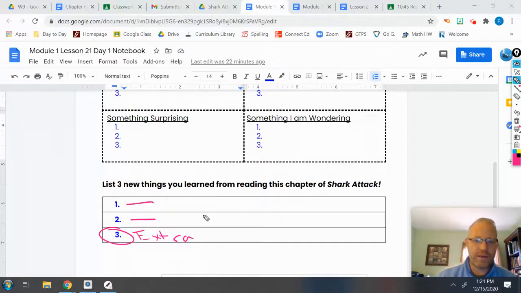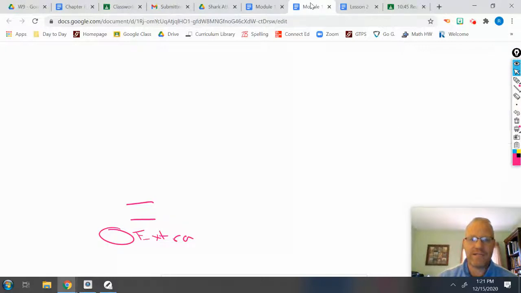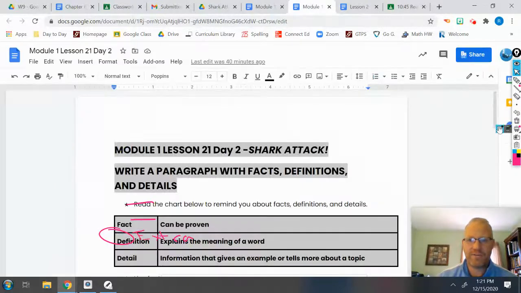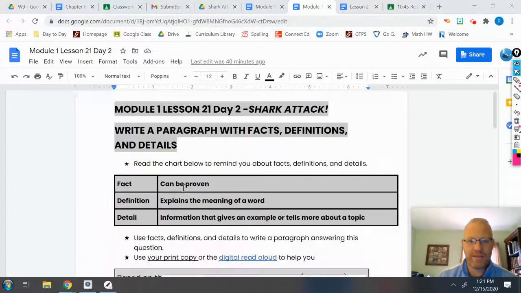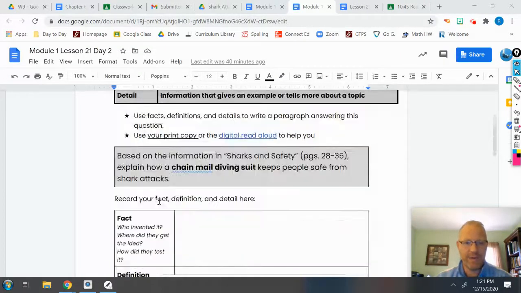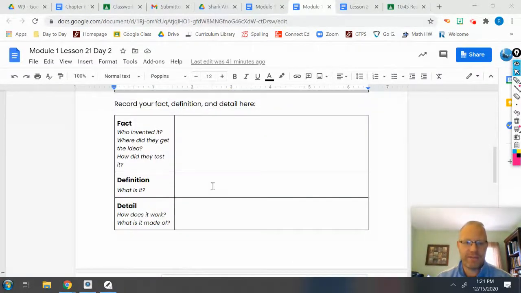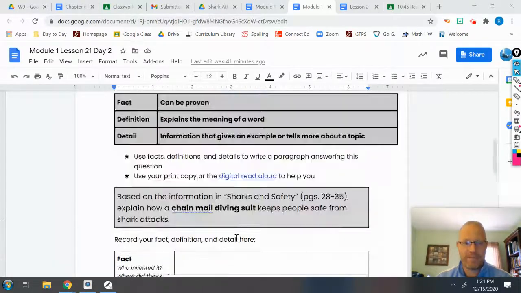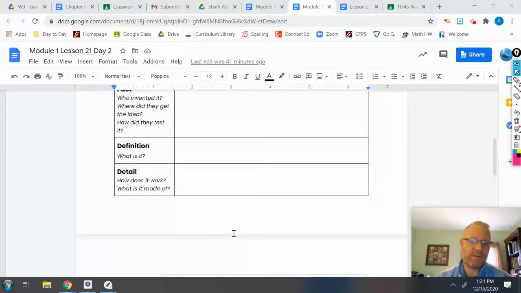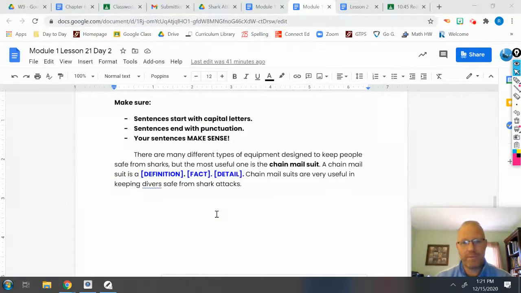Tomorrow, we're going to be talking about another document that I have here, just so you can prepare your mind for it. And it's using details from the story to describe what's happening. So we have facts, definitions, and details. We're going to be going back to the chainmail diving suit, and we want to talk about the facts, the definition and details about the chainmail diving suit, and we're going to put those into a paragraph tomorrow. So be prepared for that.